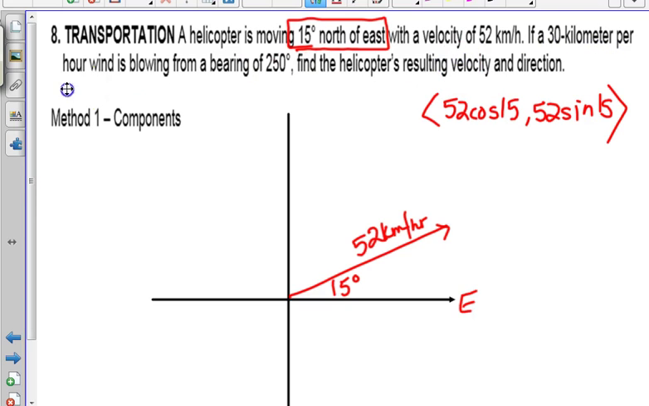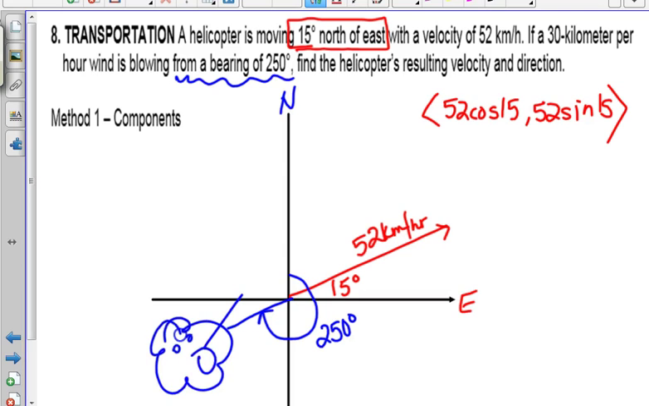If a 30 kilometer per hour wind is blowing from a bearing of 250, okay, here's where I lose people. Bearing of 250 means off of north. When we're all done, we need it off the positive x-axis to do components. A bearing of 250 would be here, yes? Not quite 270? Okay, wait a minute. But it's blowing from over there. Mr. Wind is howling this way. He's actually pushing it back this way.